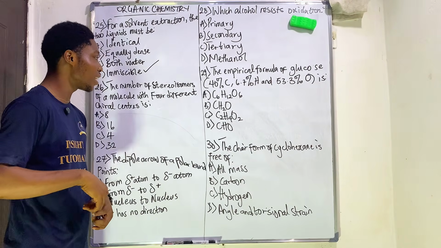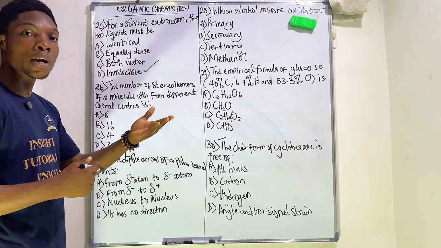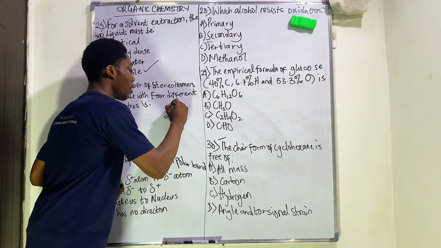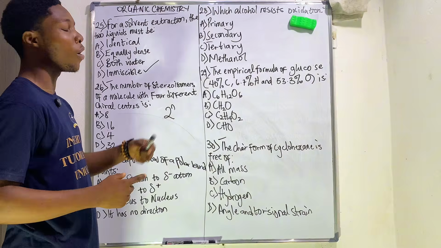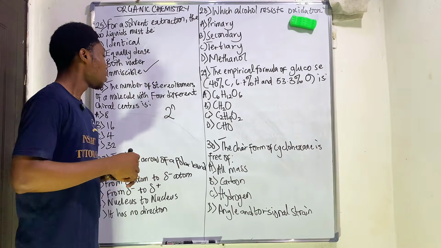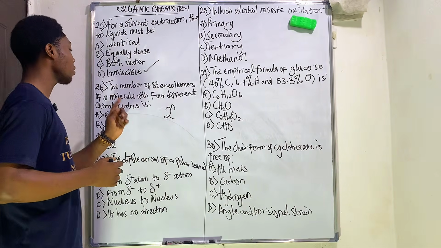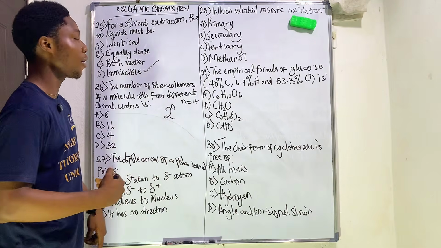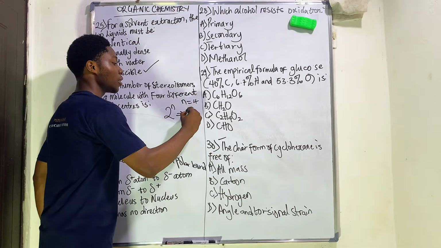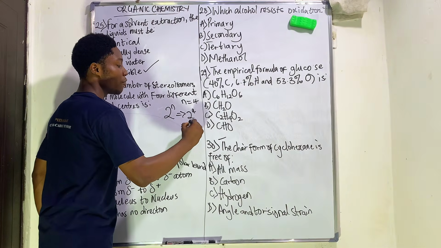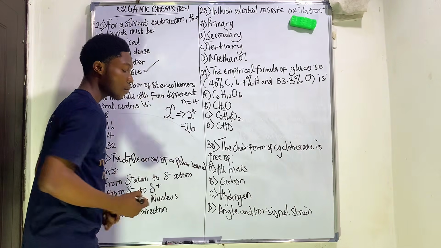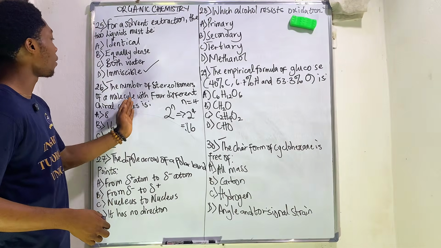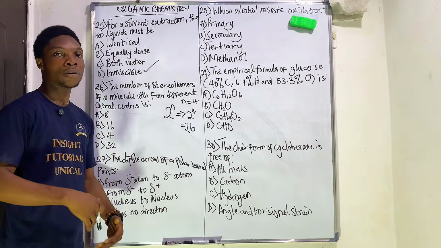Right. So we did say that the relationship between the number of stereoisomers and chiral centers is 2 raised to the power of n, where n is the number of chiral centers. So now, this question says 4 different chiral centers. So that means we know that n is equal to 4. So we now have that this will be written as 2 raised to the power 4, and 2 raised to the power 4 is what? 16. So the answer is 16 stereoisomers can be formed from a molecule with 4 different chiral centers.